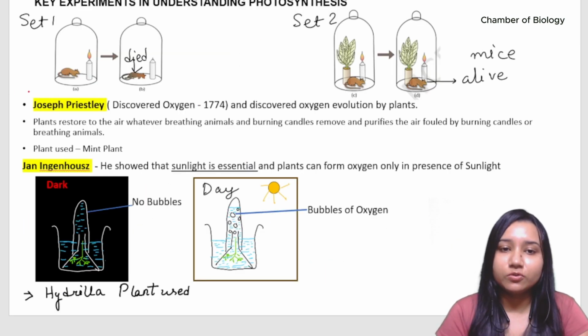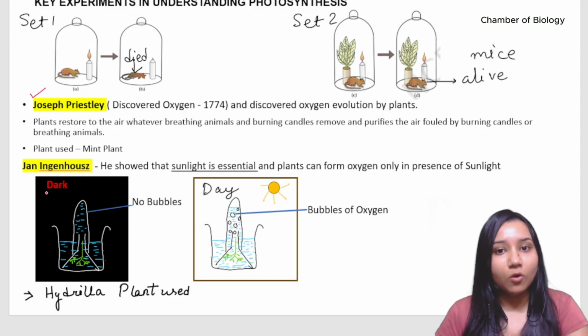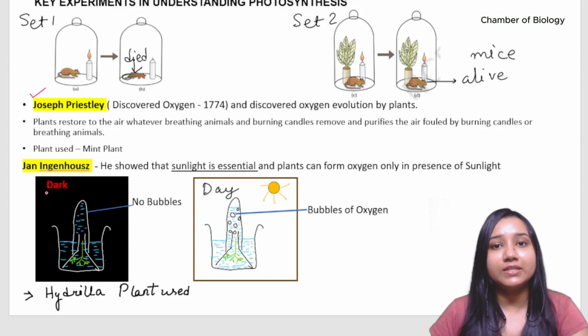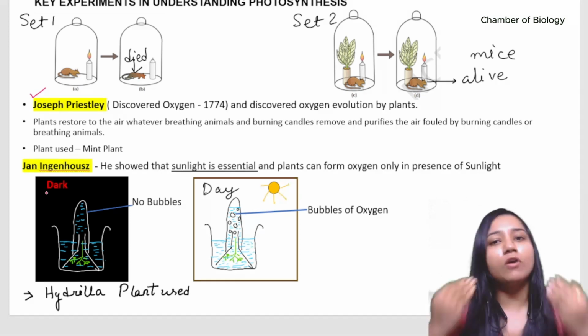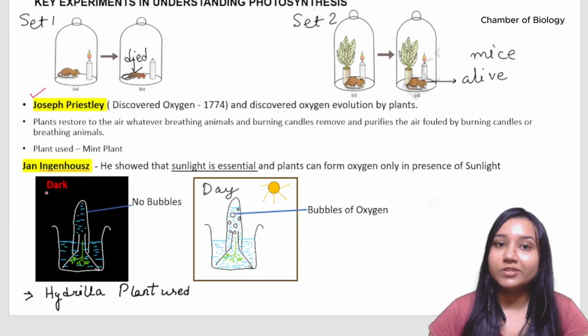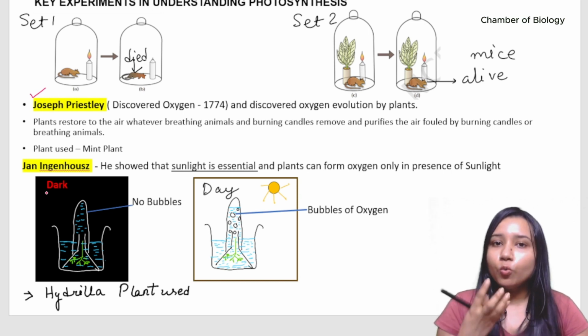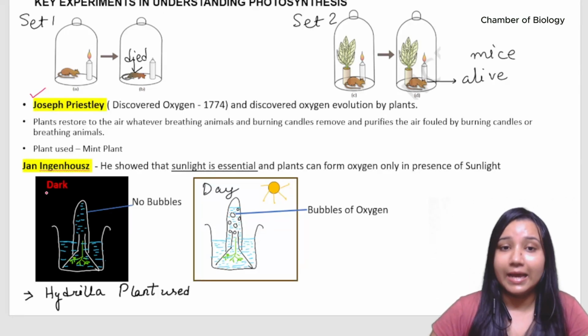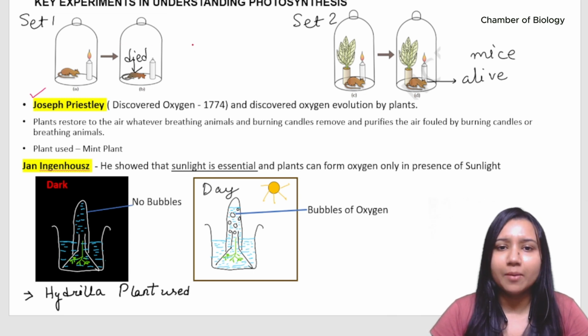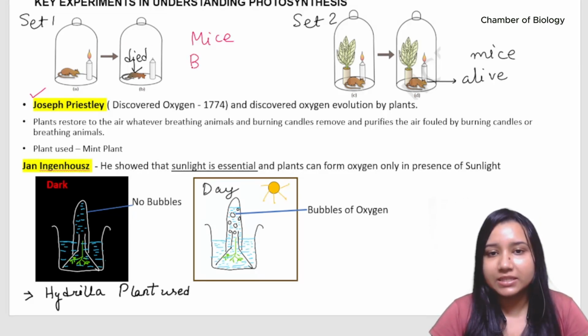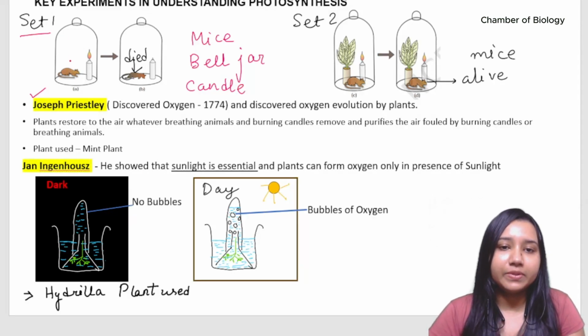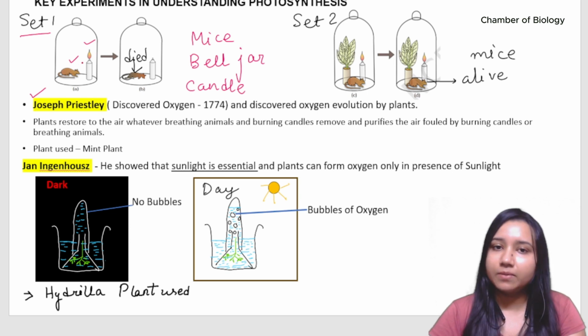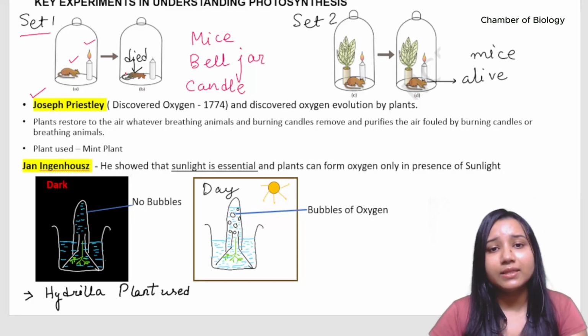So the first scientist I'm going to discuss is Joseph Priestley, who discovered oxygen in 1774, and he also discovered that the air which is evolved by the plants only. So it's a kind of air which is going to purify the air which we are breathing. That means when he did an experiment using a mice, he used two bell jars and a candle. So what he did first in set one, he kept the rat, and he also kept a candle burning. After some time, he saw that the mice also died and the candle also got extinguished.